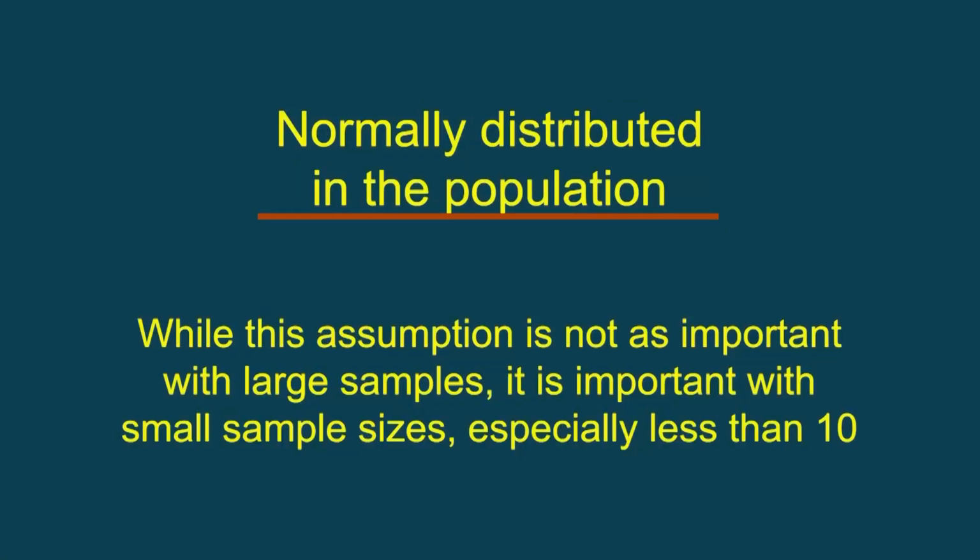While this assumption is not as important with large samples, it is very important with samples of smaller sizes, especially for sample sizes less than 10. Now suppose my data does not come from a normal population or a Gaussian population. Then what do we have to do? There are way outs. Basically, there are some options through which we can overcome this difficulty or drawback.